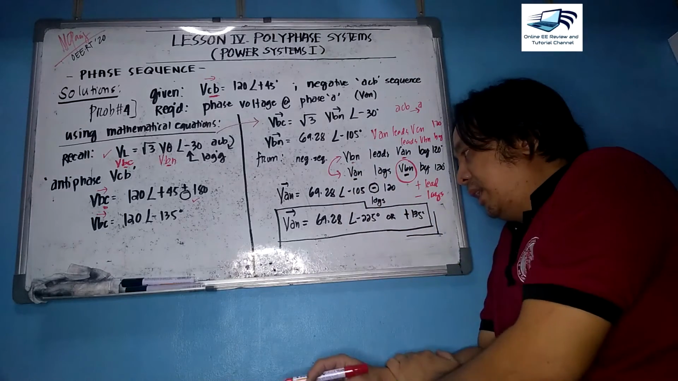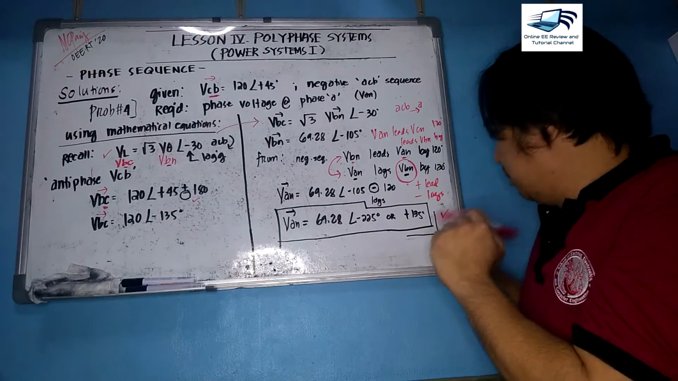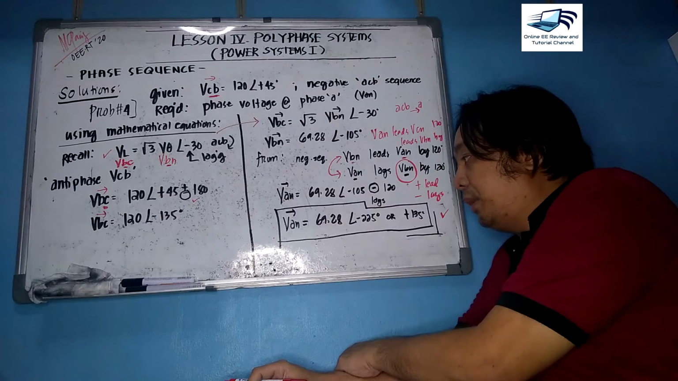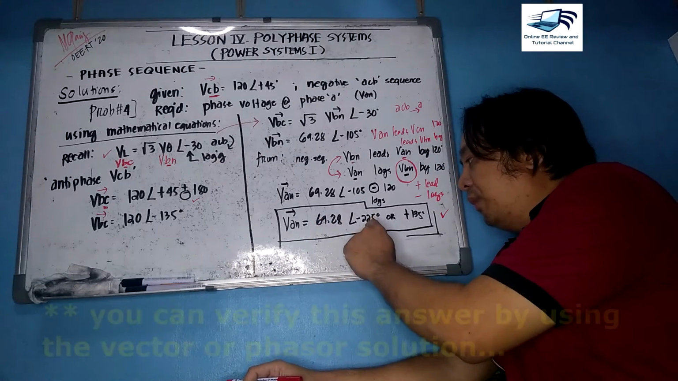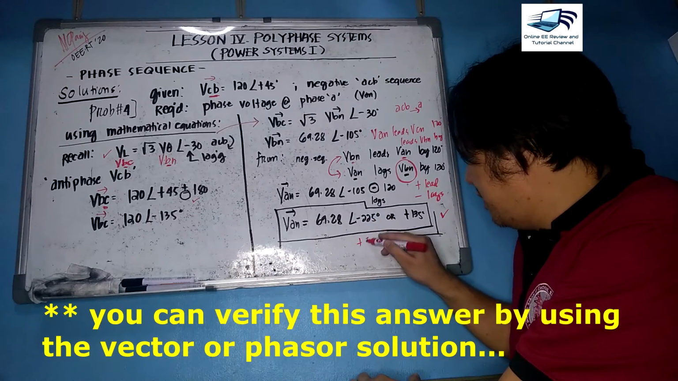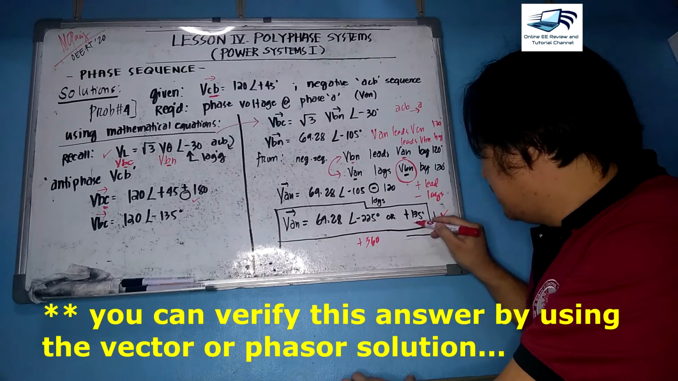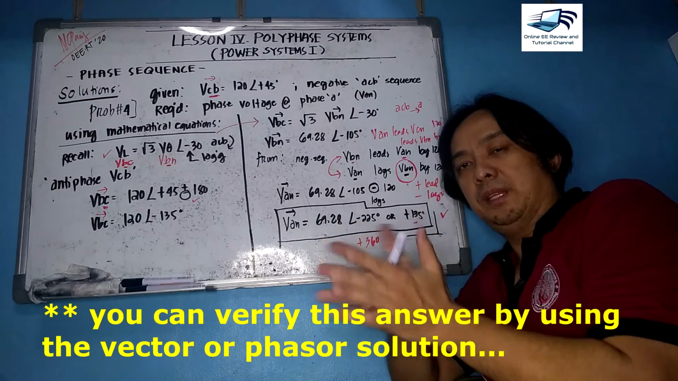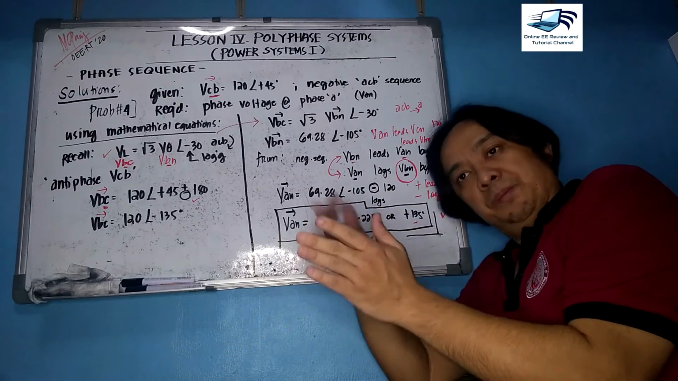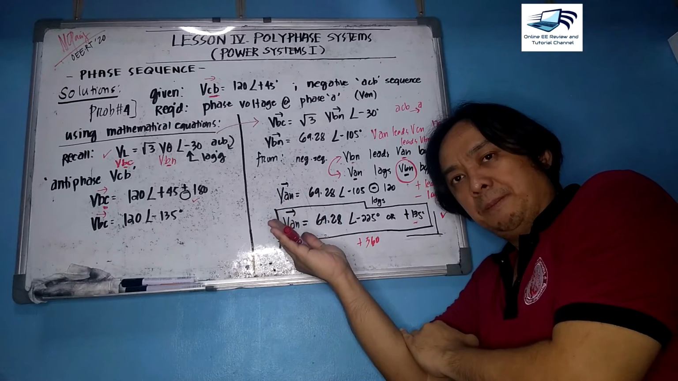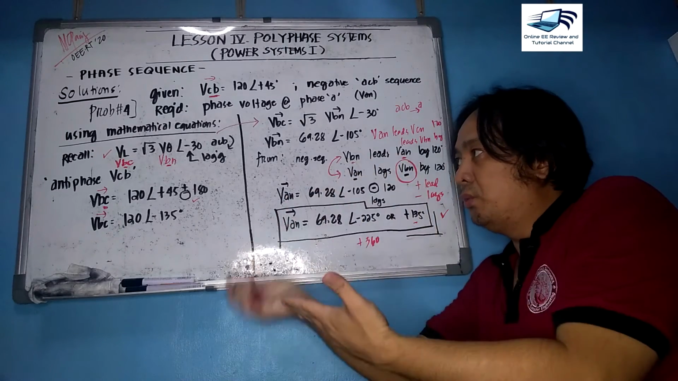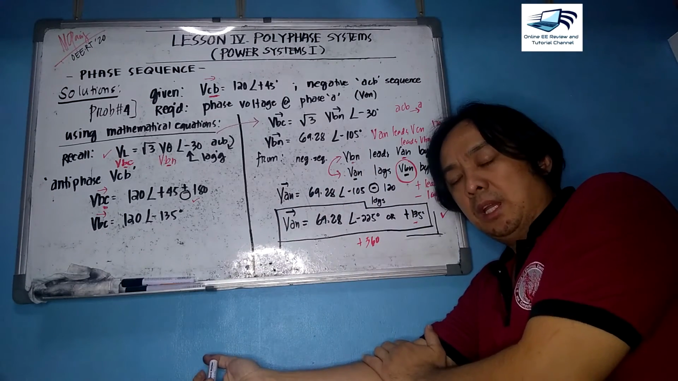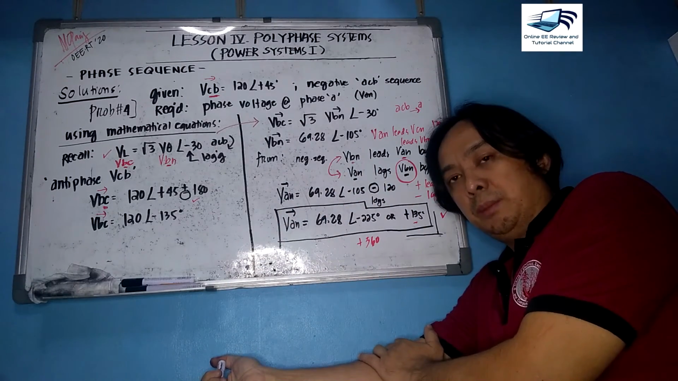And using that statement, we can now proceed to the answer here that VAN is simply equal to 69.28∠-225 degrees, or if you add 360 here, this is the same answer as positive 135 on the angle displacement. So, it's your choice. You can use the vector diagram, or you can use these mathematical equations or fundamentals that we have discussed in the last lesson.